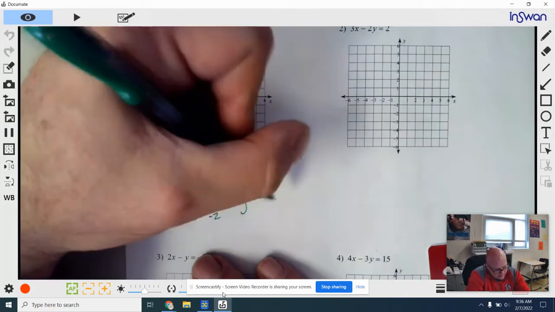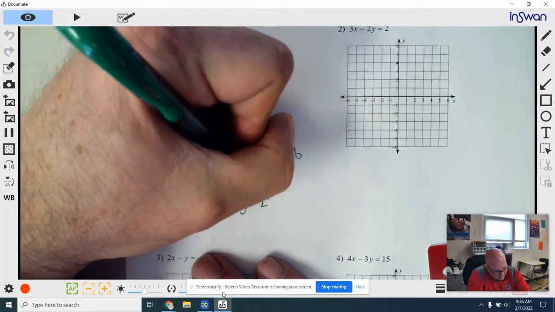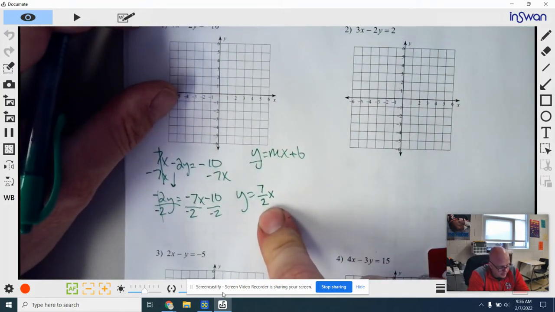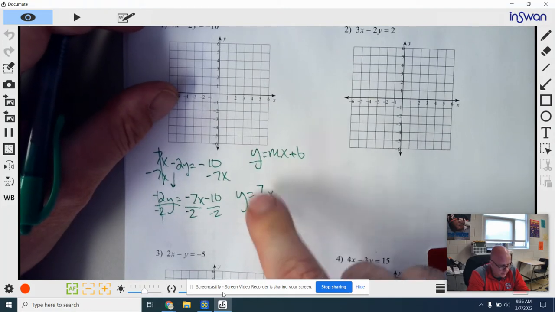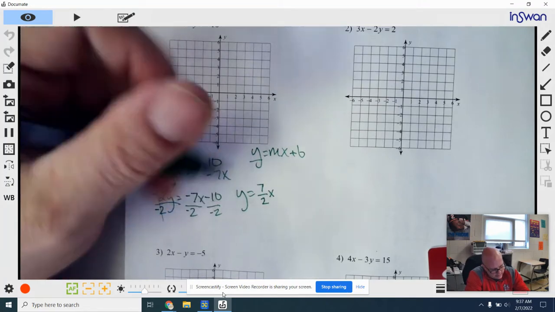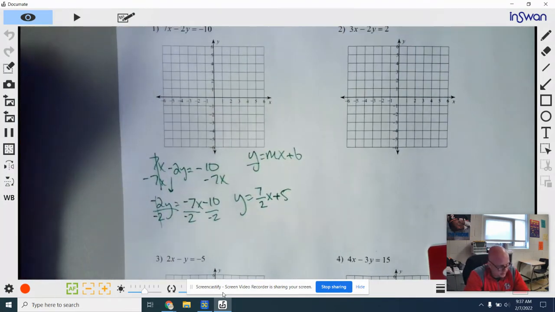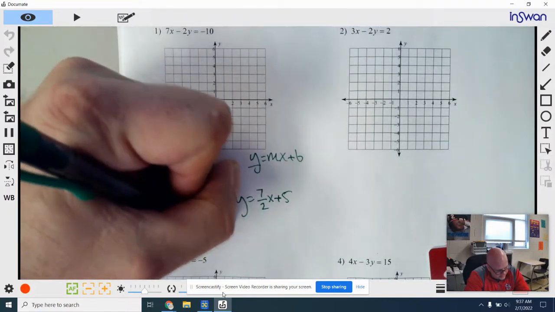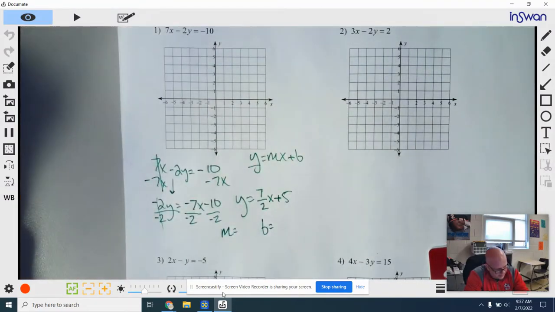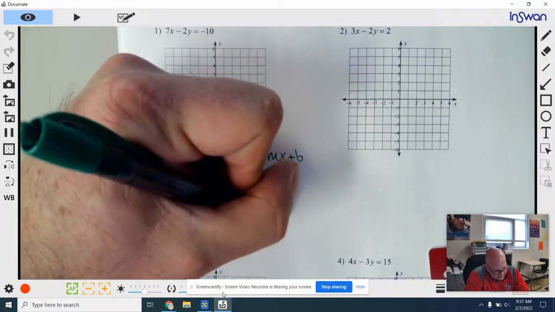7 over 2, it doesn't reduce, so we leave it like that because when we graph slope-intercept form, we want fractions like that. We don't want a mixed number. It's more helpful as improper. And then negative 10 divided by negative 2, that gives you positive 5. Okay, so just like before, identify what's your M and what's your B. Remember, the B is always the starting point. So my starting point here is 5.